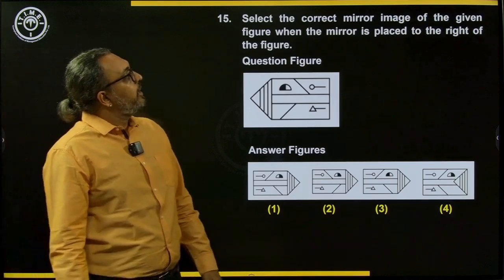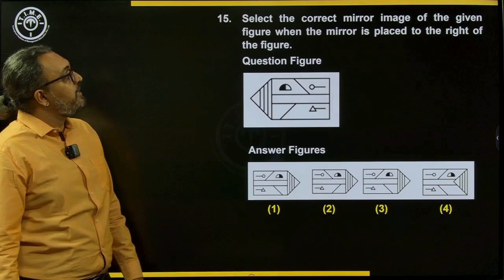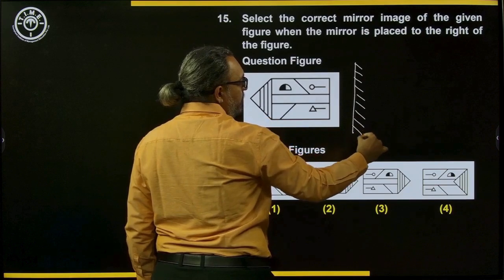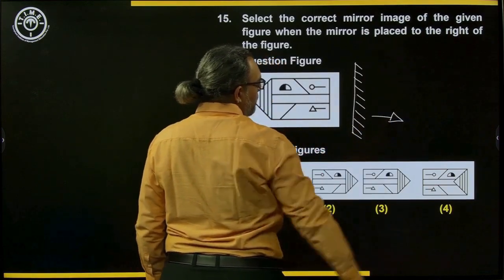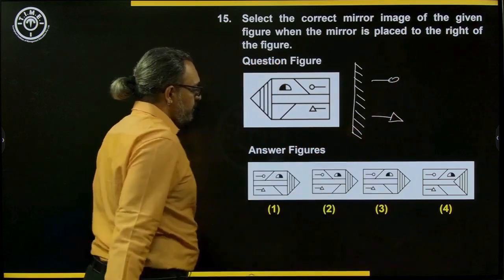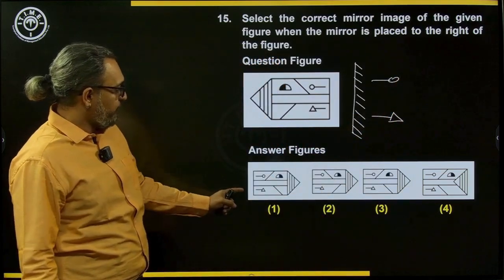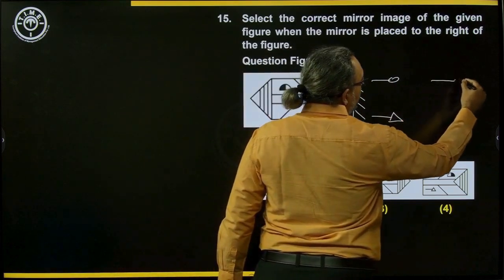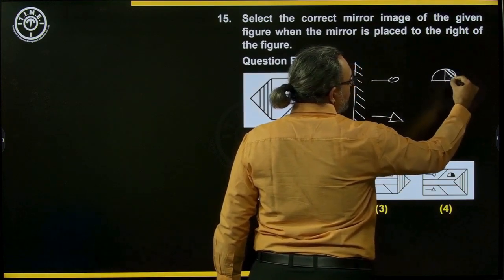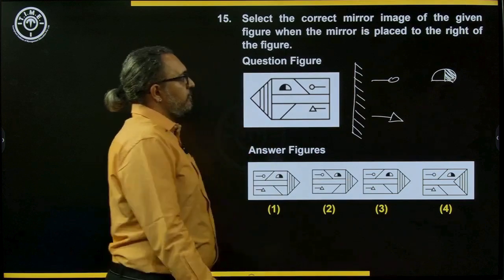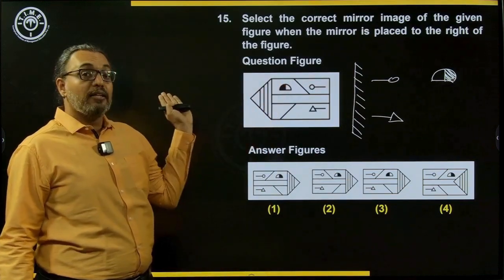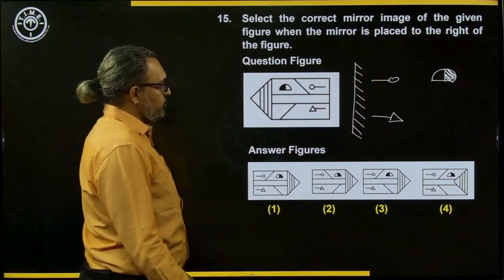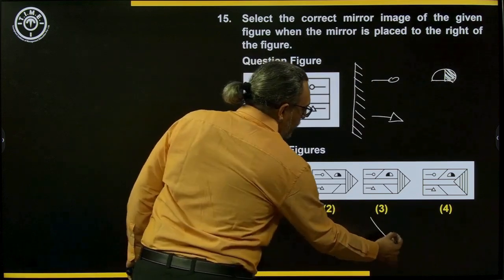Then select the correct mirror image of the given figure when the mirror is placed to the right side of the figure. So again, if I place the mirror on the right side, how will I get it? So the triangle will be like this and the circle with a line will be like this. Where all you get it? It is there in the first option, second option, third. So everywhere you have it. So the shaded portion now will shift to the other side like this. So it is at the farther part of the semicircle. They are also farther part of the semicircle. So first option, second option, third I can rule out.